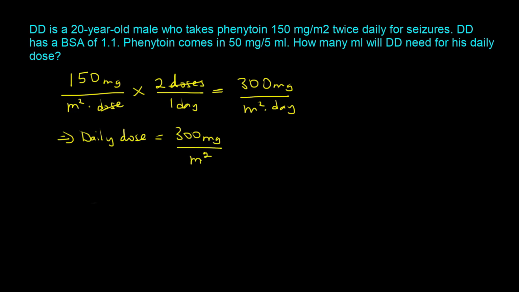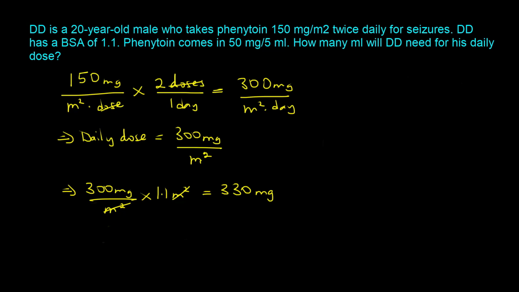So now what we need to do is actually make use of the daily dose, which is a normalized dose, and find out exactly how many milligrams DD gets. And to do that, we'll take the daily dose, which is the 300 milligrams per meter squared, and we will multiply that by the body surface area, which is 1.1 meter squared. The meter squares cancel out, and you end up with 330 milligrams of phenytoin.